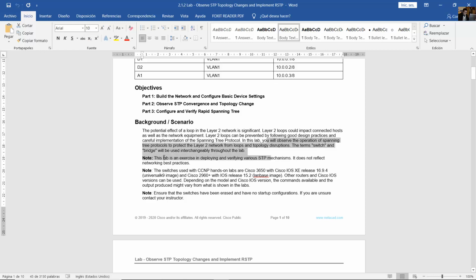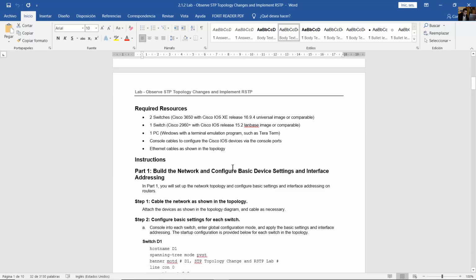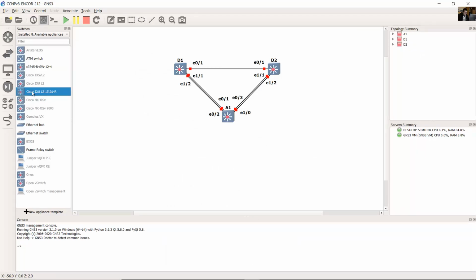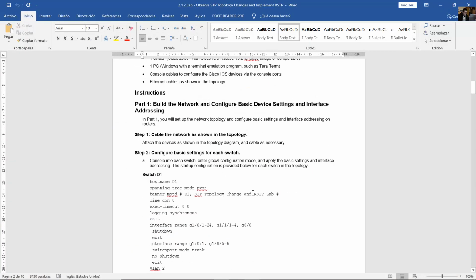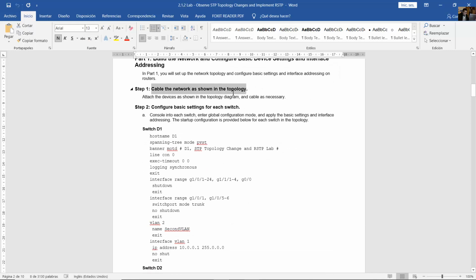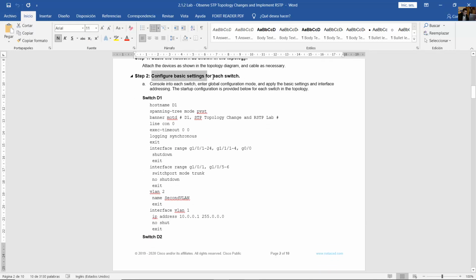The terms switch and bridge will be used interchangeably throughout the lab. Required resources on real lab. I'm using image Cisco IOU L2. Build the network, ready. Cable the network, ready. Configure basic settings for each switch.